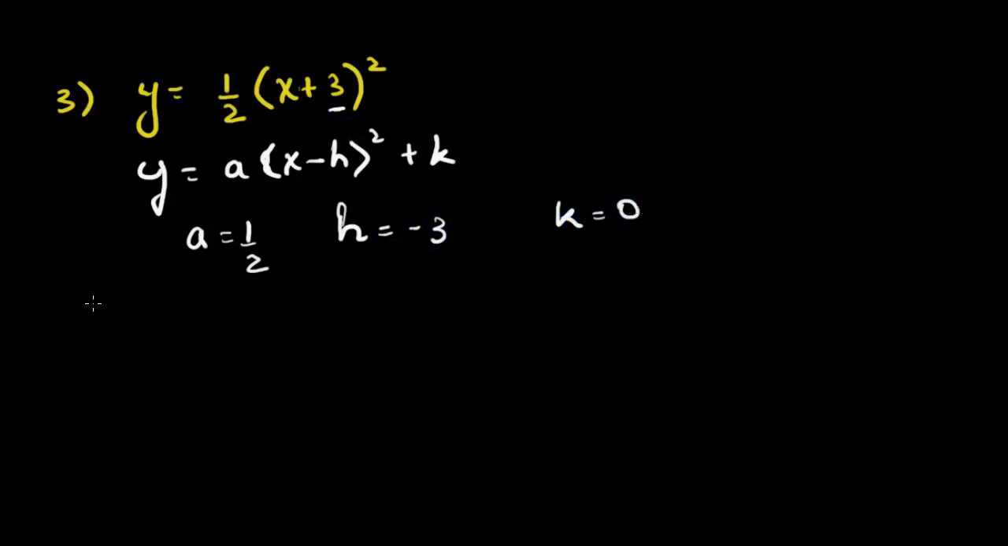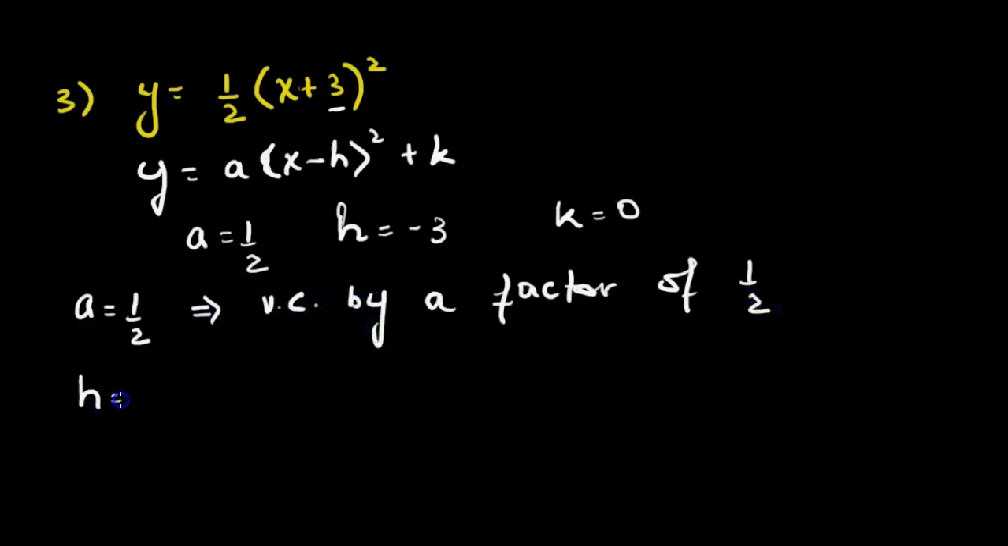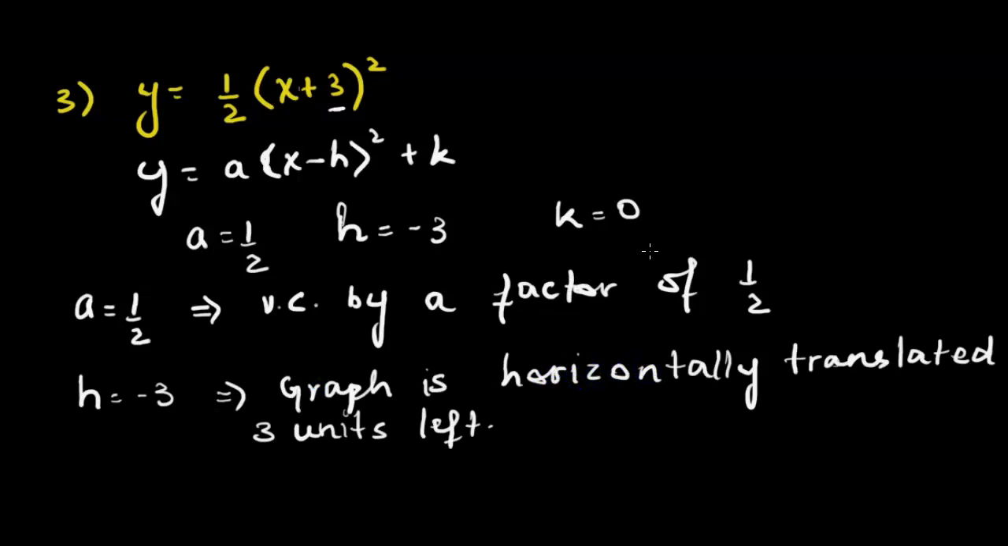Now we're describing a and h only. a is half means a is in between 0 and 1. So this would mean vertical compression by a factor of 1 over 2. h is equal to negative 3 means the graph is horizontally translated 3 units left, and we do not have to describe k because k is not there. So this would be the final answer for this type of question.